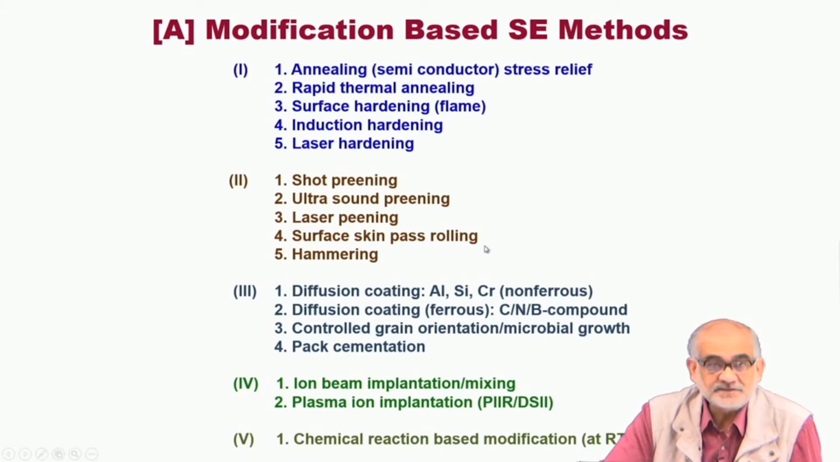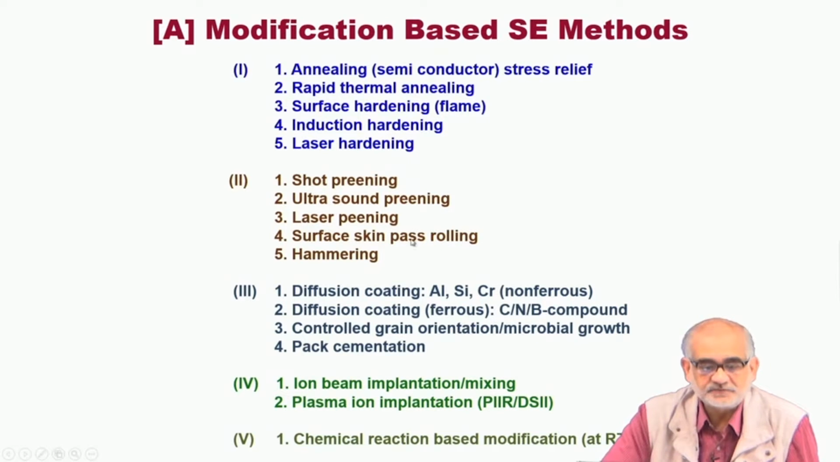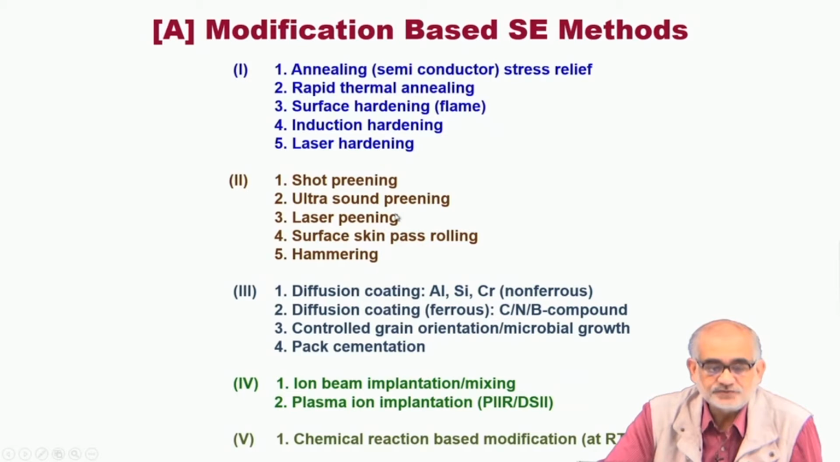You can also do skin pass rolling, where the degree of deformation from the surface is very limited unto a very small depth from the surface, or you simply can beat the surface with a hammer and then create a small deformation layer. In all these 5 processes, the essence of the microstructural change is related to increasing the dislocation density onto the surface, and as a result you end up creating residual compressive stress onto the surface, which is beneficial for improving the fatigue strength, or for that matter any situation wherever one anticipates crack growth or crack propagation.